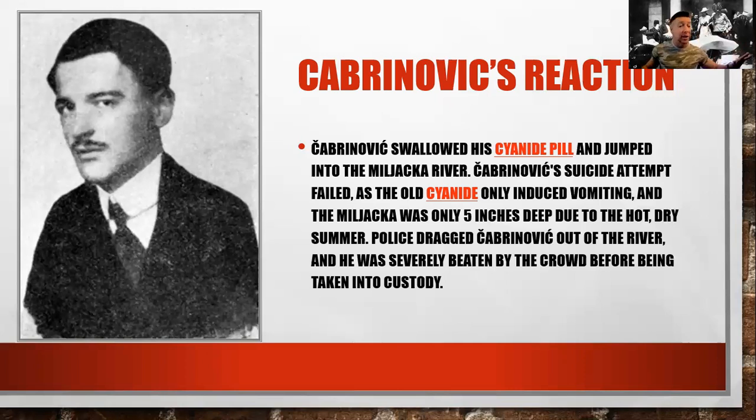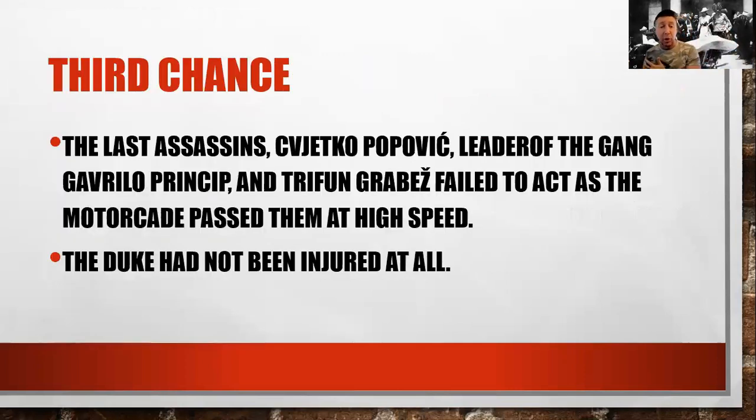Because of that and all the commotion it causes, as the Archduke's motorcade, as his car goes by the next group of assassins, including Gavrilo Princip, who's the leader, they're kind of frozen because of what they just saw occur. And the Archduke's car just flies by them, and they realize, oh my gosh, we didn't get him. The Duke's not injured. He's now off.